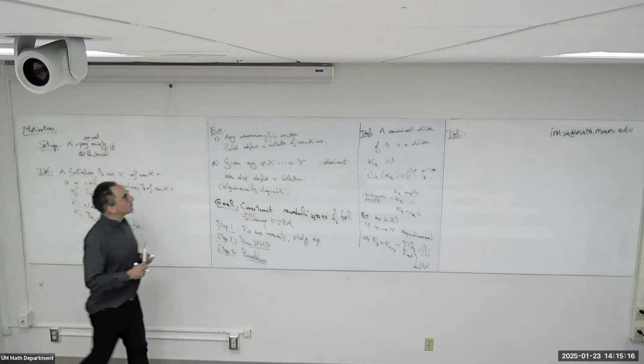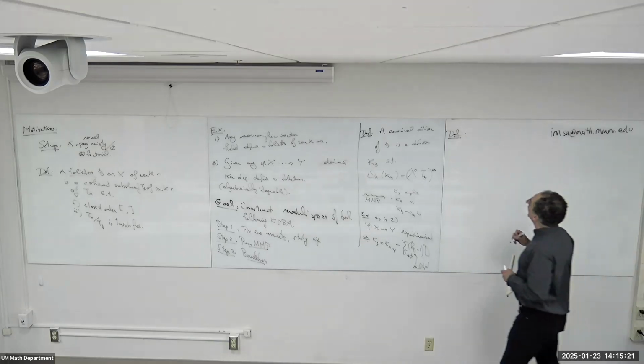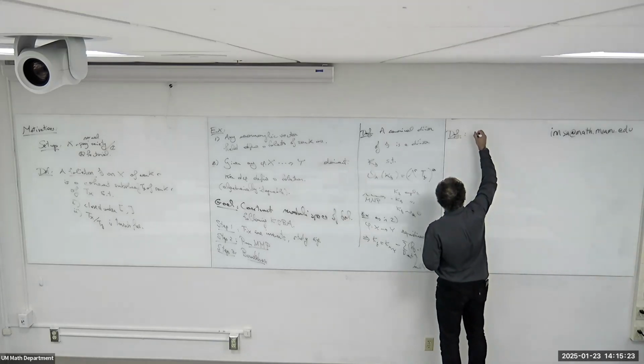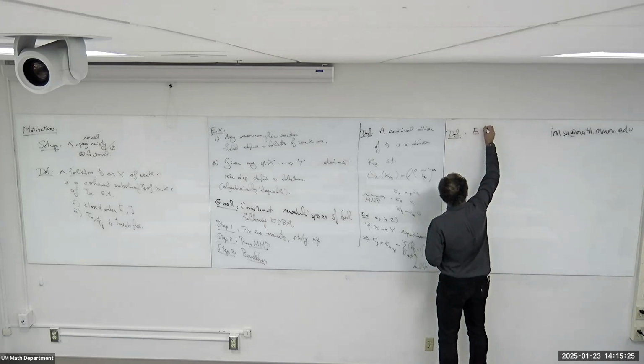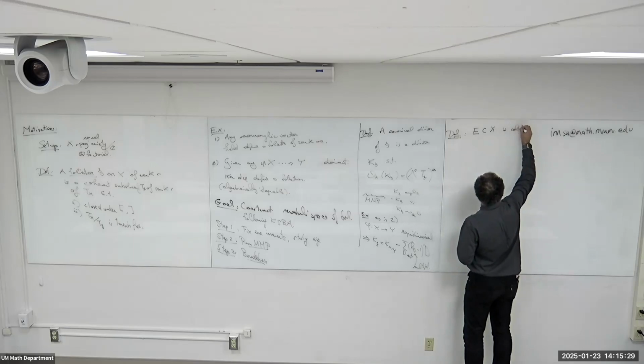Okay, so we're going back to singularities. First of all, very briefly, let's say that a divisor E is called invariant.